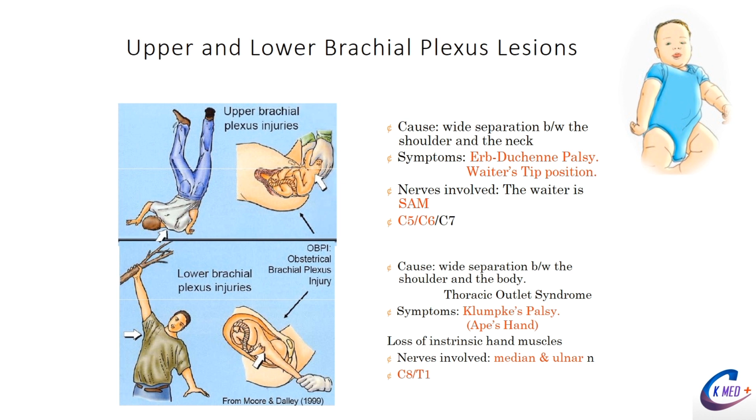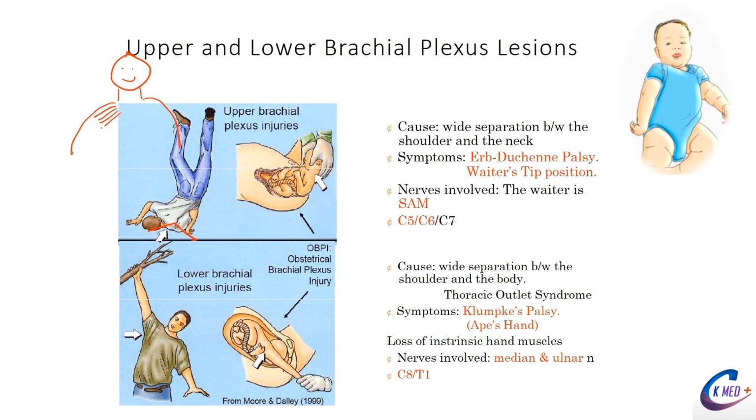So we just talked about Erb's. Well, so what is Erb's? Erb's palsy is something where we have a wide separation of the shoulder and neck. So just like this guy falling down, and he's got this nice kind of large open angle between the shoulder and the neck, that is going to separate and rip the top of the brachial plexus. So if I draw this like this, here's the neck, and then here's the shoulders of this nice happy guy right here. Okay, the brachial plexus runs just like this.